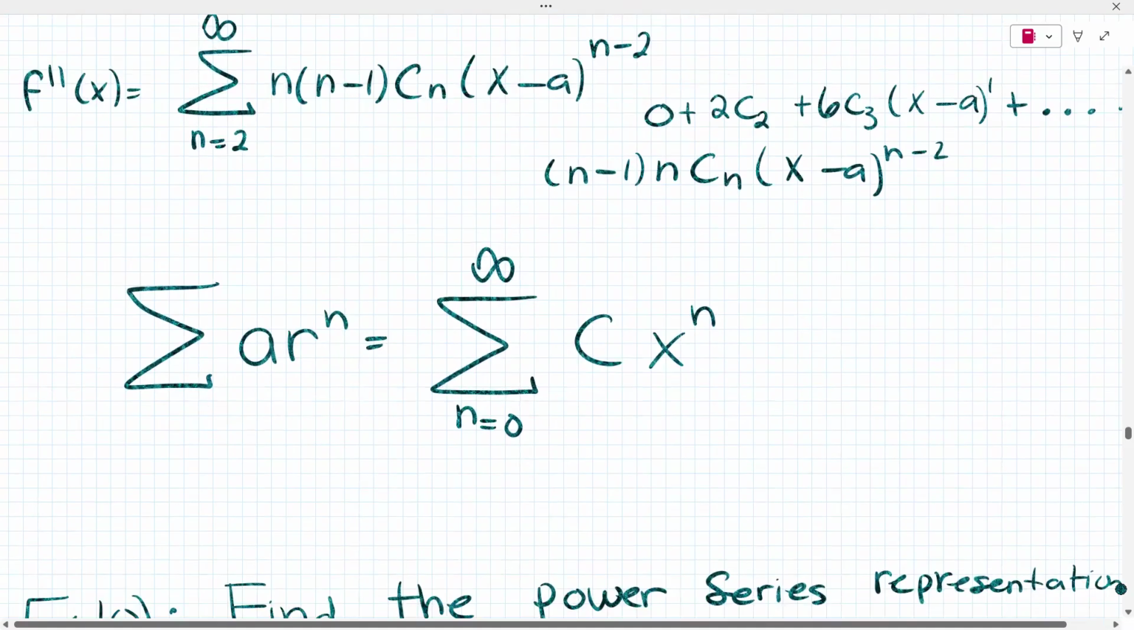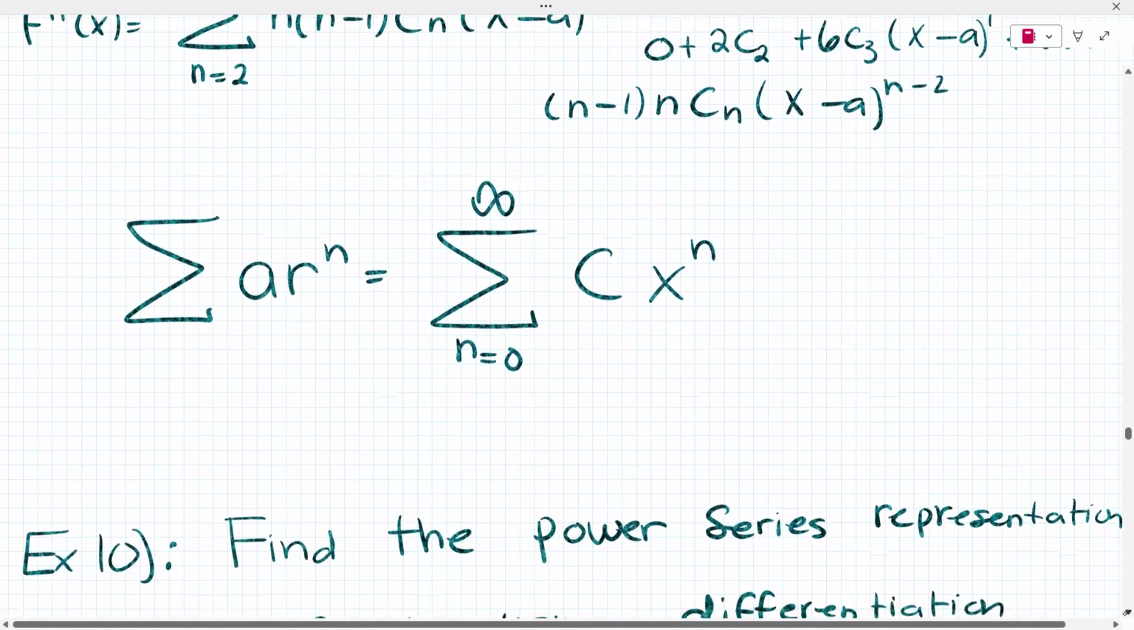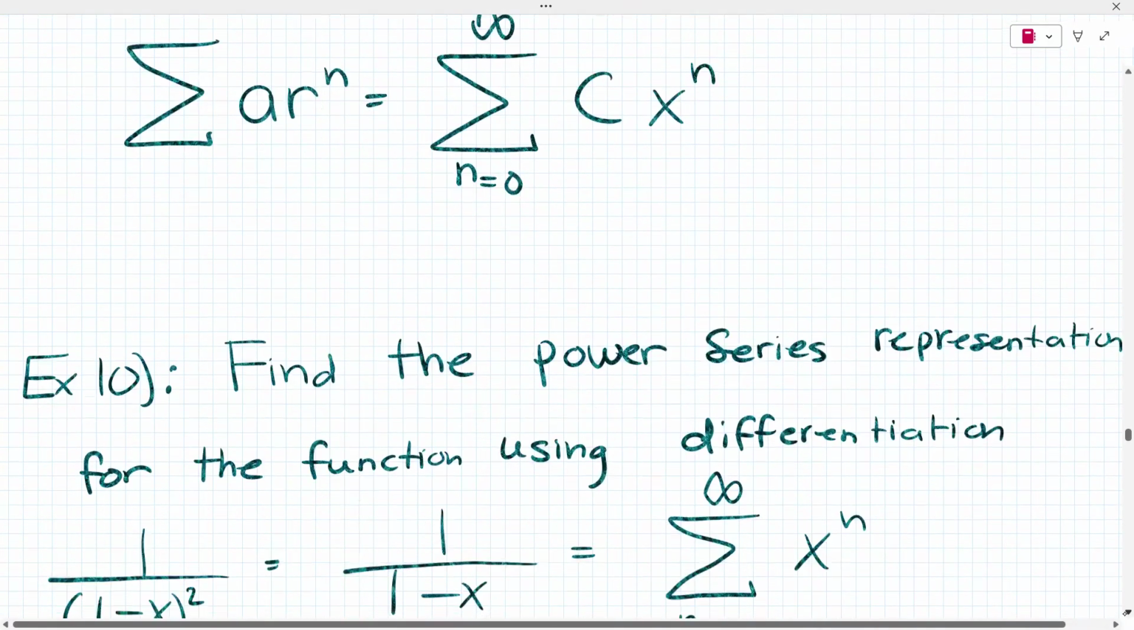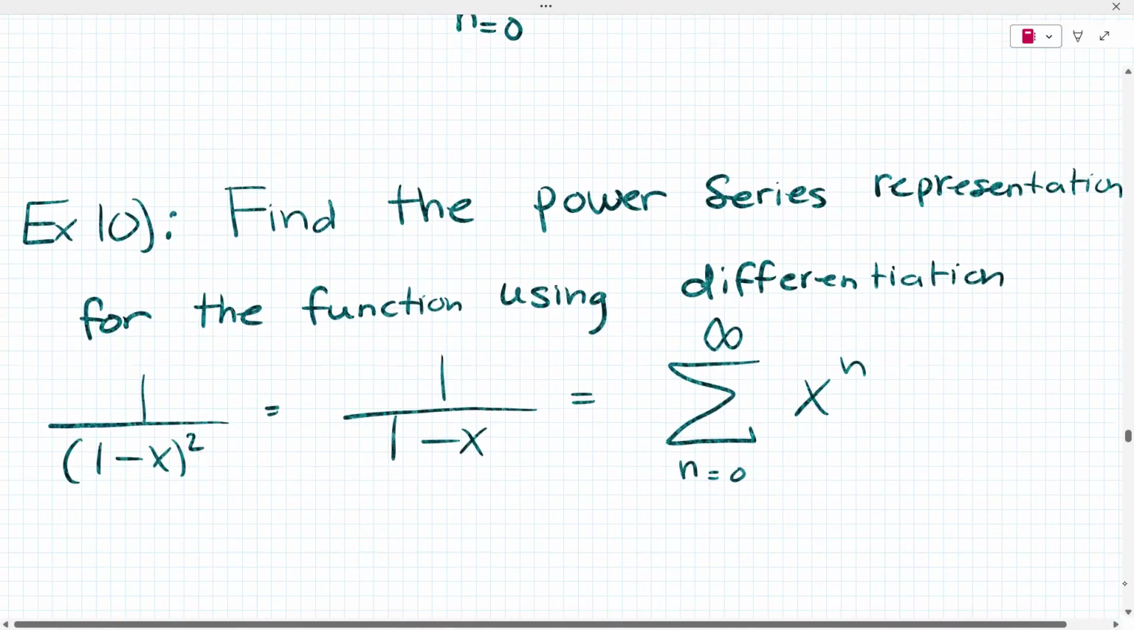Okay. So I think this is a very important rule: the summation of a times r raised to the n equals the summation of n equals 0 to infinity of a/(1 - r)... Example 10 says find the power series. So let's do an example. Find the power series representation for the function 1 over (1 minus x) squared using differentiation, and somehow we have to make it look like this.